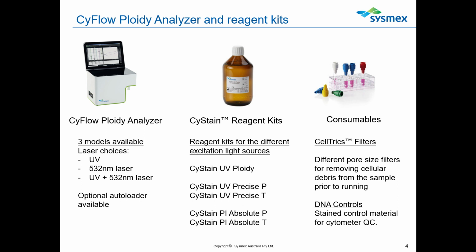So the Ploidy analyzer is available as three different models. So we have laser choices as a UV only light source, a 532 nanometer laser only light source, or a combination of both the UV and the 532 nanometer laser. There's also an optional autoloader for the CyFlow Ploidy analyzer should you want to do high throughput screening of samples.